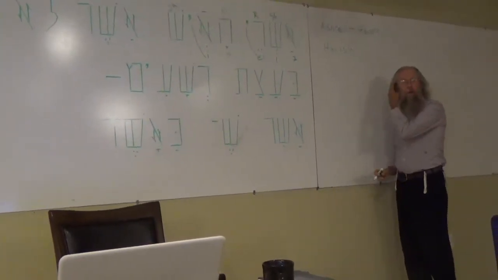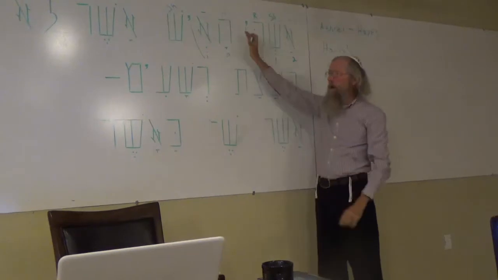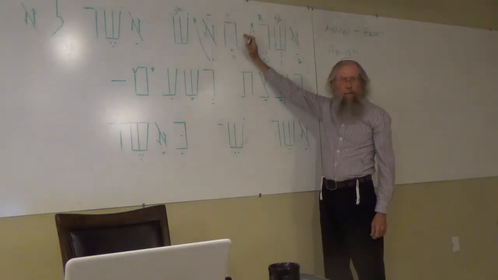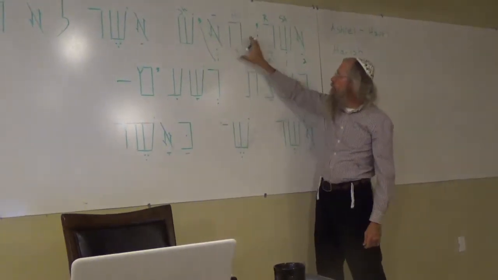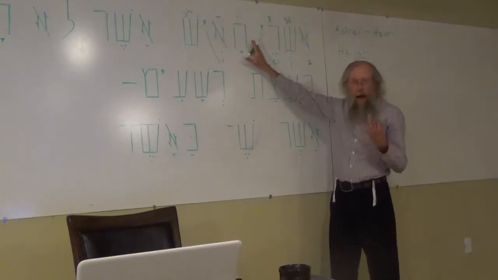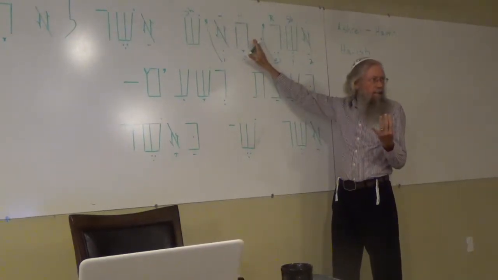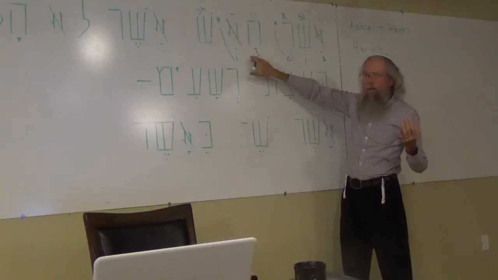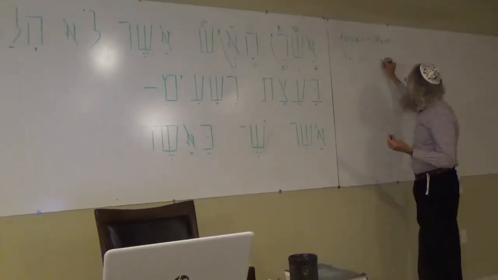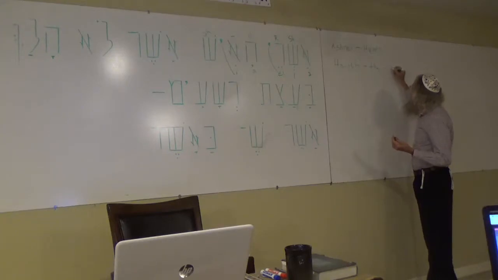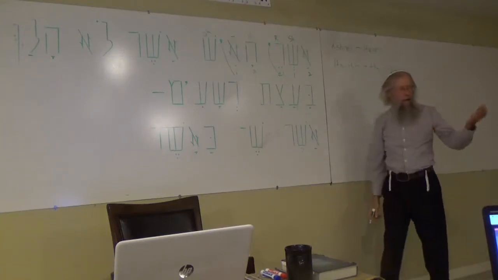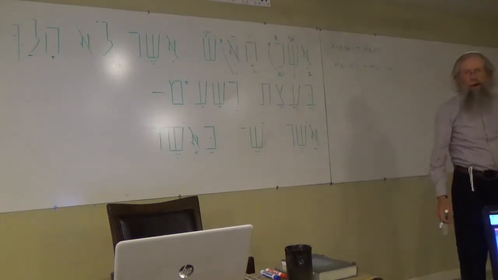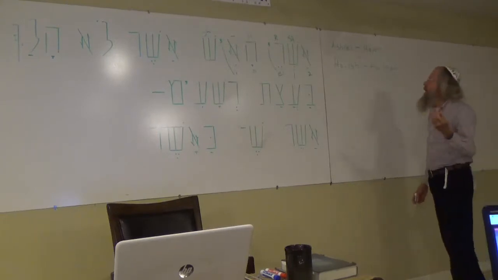Okay. So here you have a good example of a noun with the definite article in front of it. This is a noun with the definite article ha. Everyone say ha. It's not laughing. Ha ha ha. This is the definite article in Hebrew. This is the definite article the. So you know already what this means? The man. Ha'ish. Say ha'ish. The man. Say it again. Ha'ish. The man.